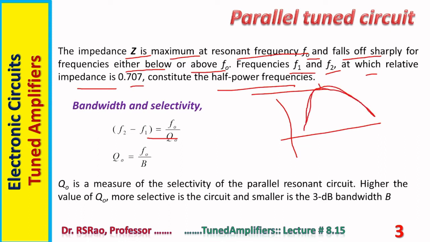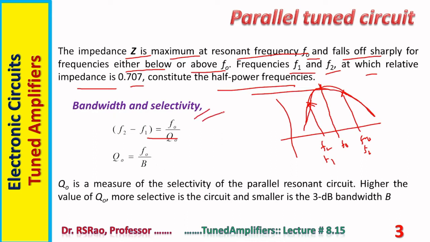It's a bell curve. At resonant frequency f naught, impedance is maximum. Gain is also maximum. At frequencies where relative impedance is 0.707, these are also called half power points or 3 dB points. These frequencies are usually called FL, FH. Here they are designated as f1, f2. The distance between f1 and f2 is called bandwidth. These frequencies are half power frequencies.